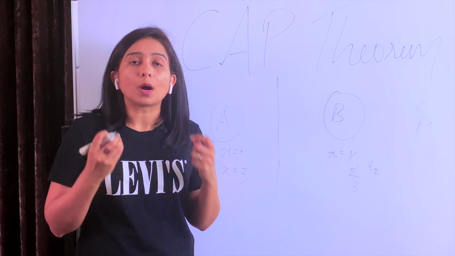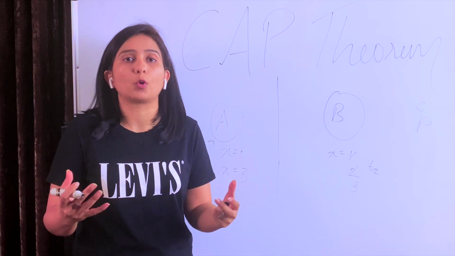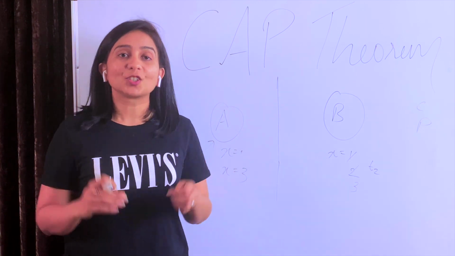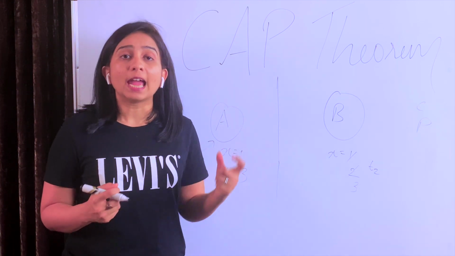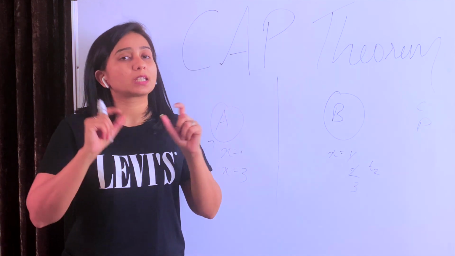Ask questions about the system requirements. Ask how much consistency is important, how much availability is also important. Just clarify the requirements of the system and then try to gauge the amount of consistency and amount of availability you would require.